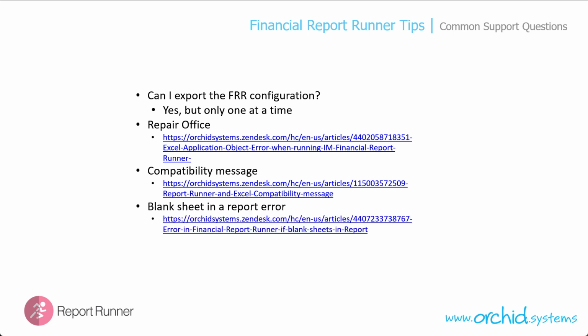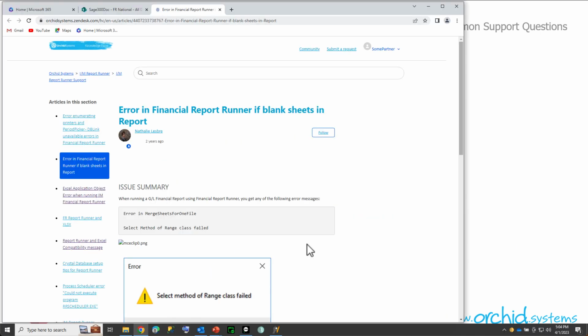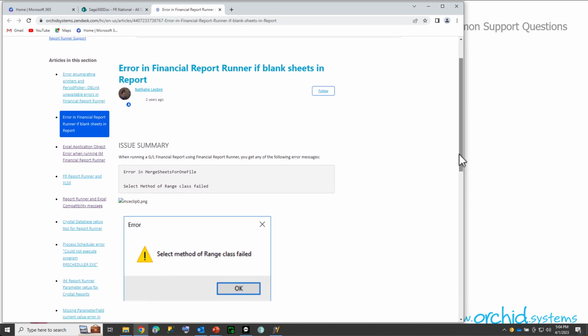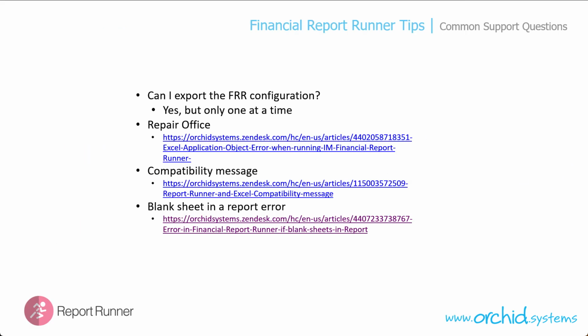We mentioned that you can have FR specs that have multiple sheets in a single report, and Financial Report Runner will open the first sheet, refresh it, open the next sheet, refresh it. If you have a blank sheet in a report, you will get an error message called Select Method of Range Class Failed. And that is because Report Runner tries to refresh a blank sheet, doesn't find any FR specs, and returns that error. So the solution for that is to delete the blank sheet in your report.